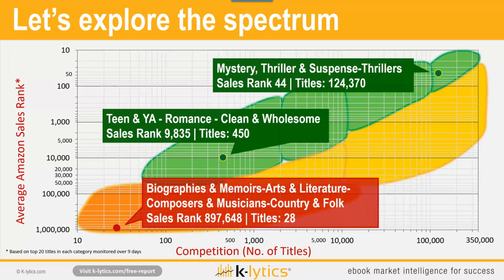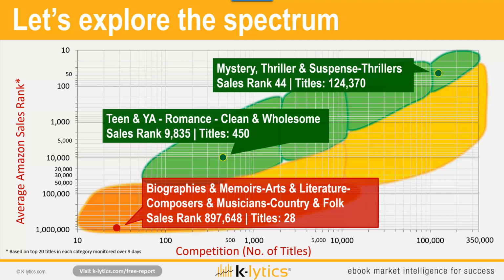You'd have very big high-selling categories such as mystery, thriller, suspense, thrillers on the top right-hand side, where the average sales rank across the top 20 titles is 44 out of 7 million. But you see there are 124,000 titles you'd compete with. You could go more niche, for example, by age group, teen, young adult, focus on romance, and within that, on clean and wholesome romance. So really a niche of a niche, where the average sales rank is not as high, but it is still high, around 9,800 in the Kindle store, but it comes with only 450 titles at the point of this recording, English-speaking titles that is.